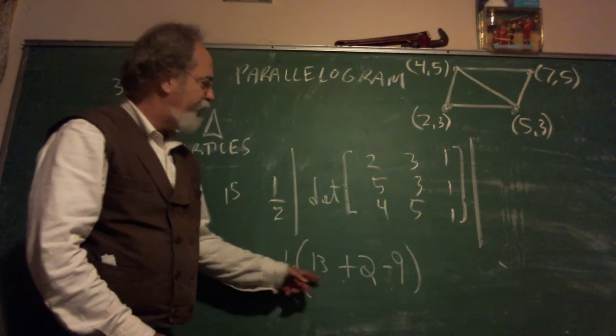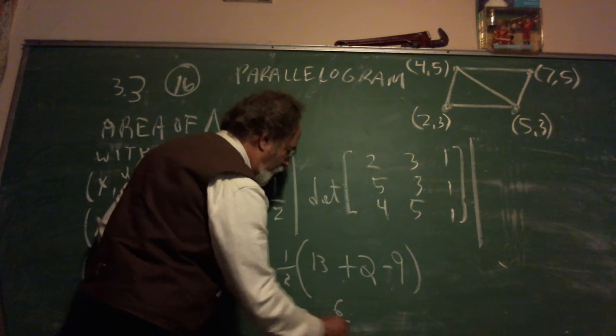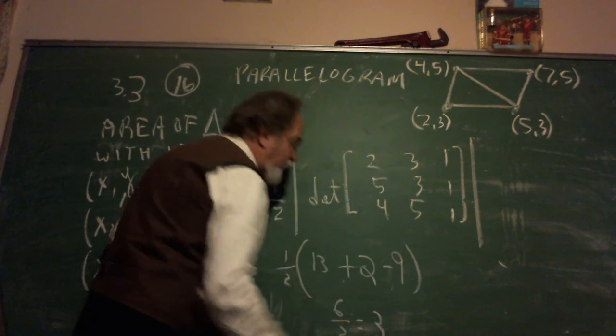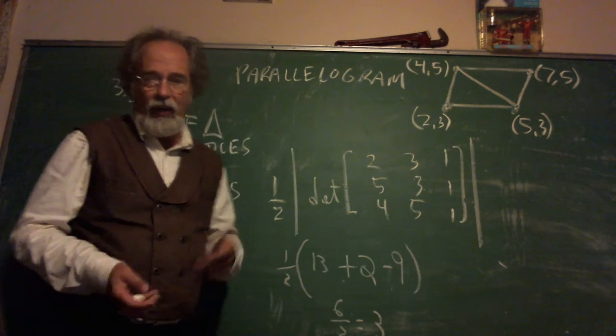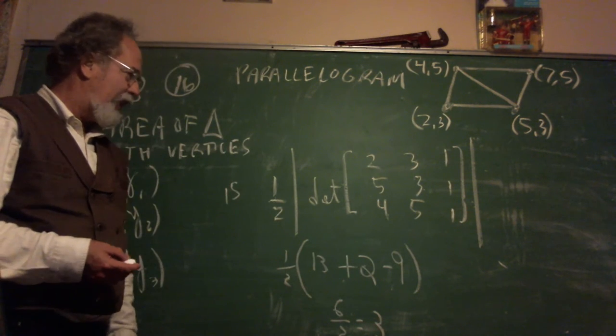So now I'm getting 15 minus 9. That's 6 over 2 is 3. And that's correct. The area of this triangle is 3. It's not going to be a very big area. I mean, look at those coordinates. Glad I caught my mistake.